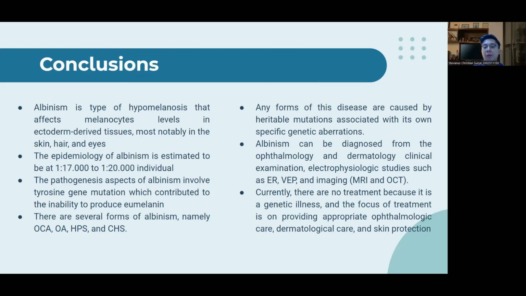Albinism can be diagnosed from ophthalmologic and dermatologic clinical examination, electrophysiologic studies such as ERG, VEP, and imaging. Currently, there is no treatment because it is a genetic illness, and the focus of treatment is on providing appropriate ophthalmologic and dermatologic care and skin protection.